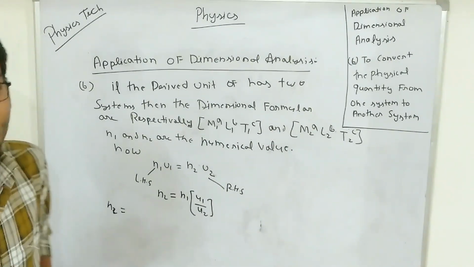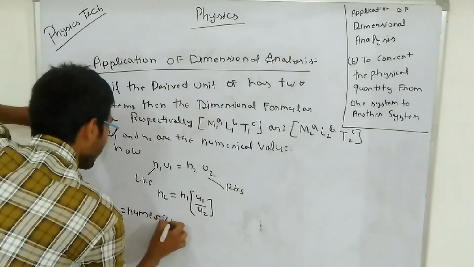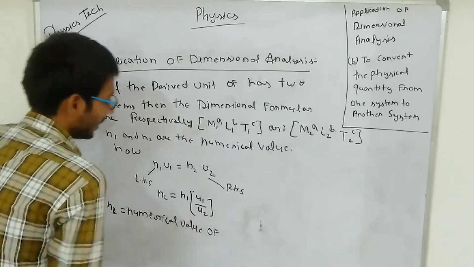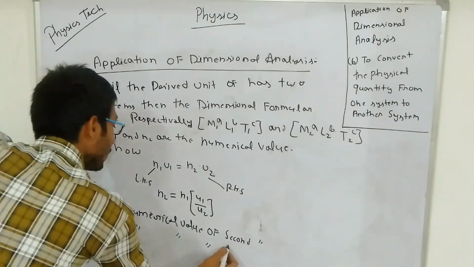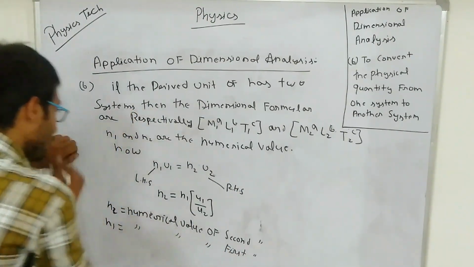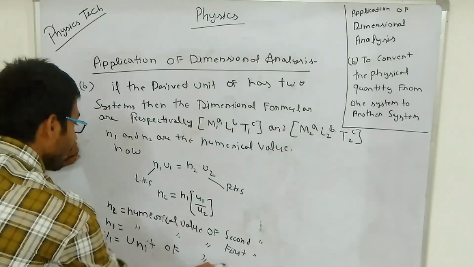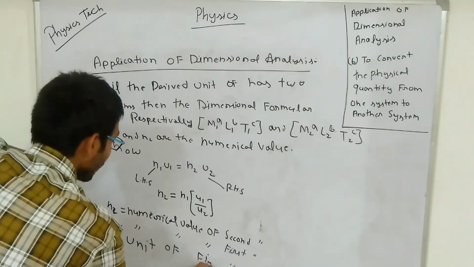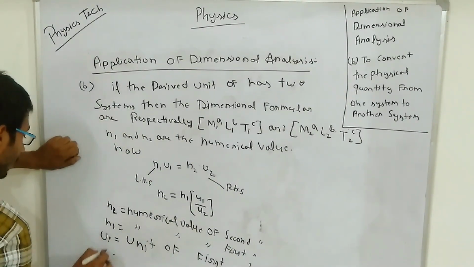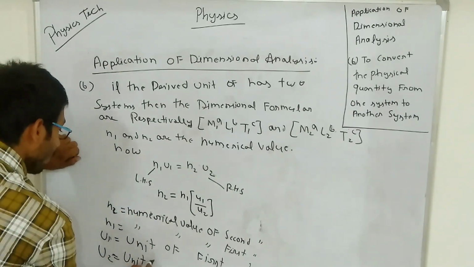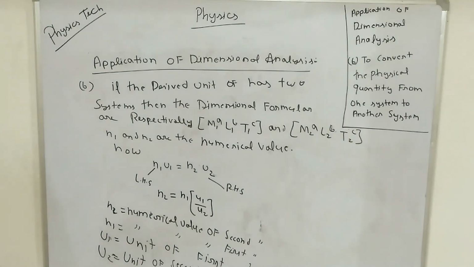Where N2 is the numerical value of the second system, N1 is the numerical value of the first system, U1 is the unit of the first system, and U2 is the unit of the second system. Okay, please take a note.